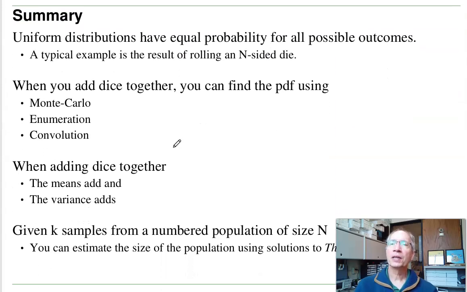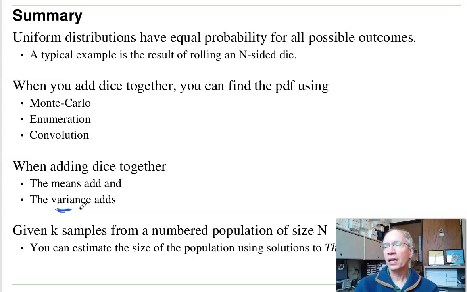So that's a uniform distribution. A uniform distribution is a distribution that has equal probability for all possible outcomes. A typical example would be the result of rolling an n-sided die. When you add dice together, you can find the PDF using several methods. I can use Monte Carlo, enumeration, or convolution. With MATLAB, convolution is probably the easiest. When adding dice together, the means add and the variance adds. And kind of note, this is kind of the oddity. It's not the standard deviation, it's the variance that adds.